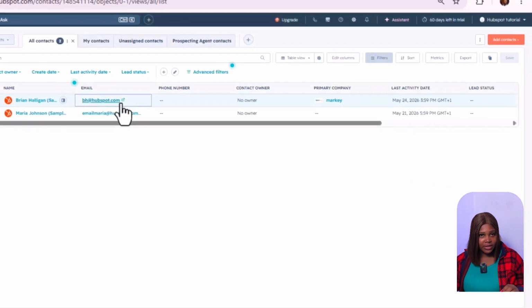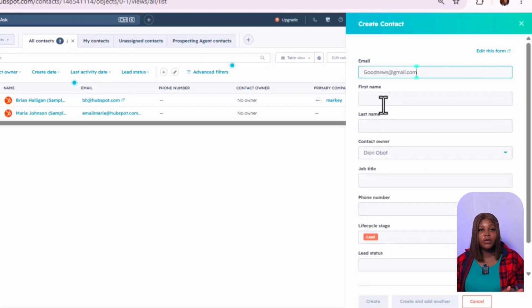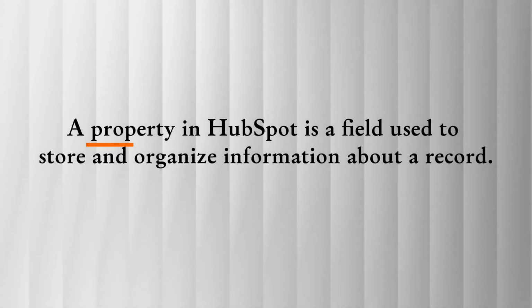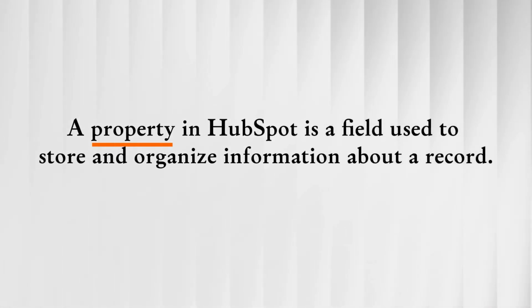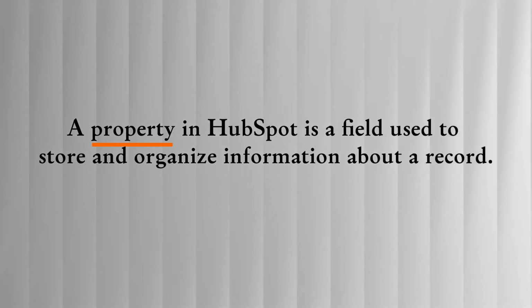At the top right corner, click on Create Contact. You can either create a contact manually or you can import the contact. But for this tutorial, we're going to create one manually. So select Manual and the contact creation form will be displayed. All these labels you see, which are the email, the first name, the last name, the job title, the lifecycle stages, and so on, are known as properties. A property in HubSpot is a field used to store and organize information about a record.